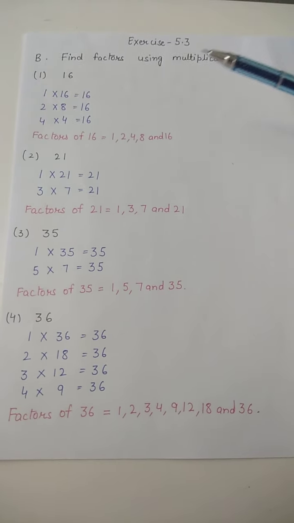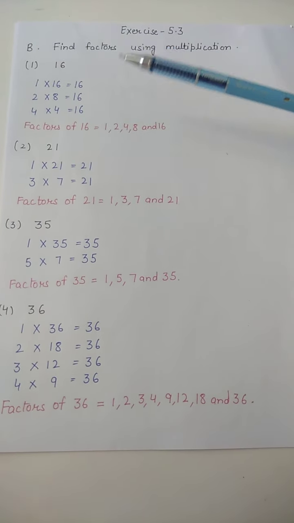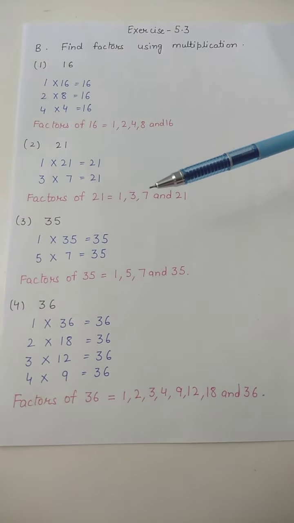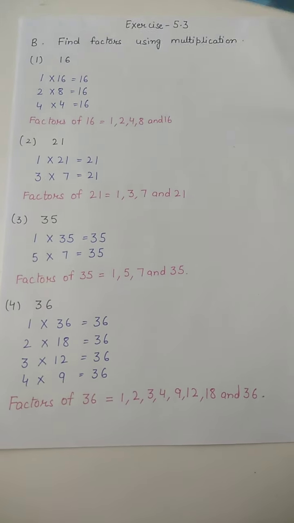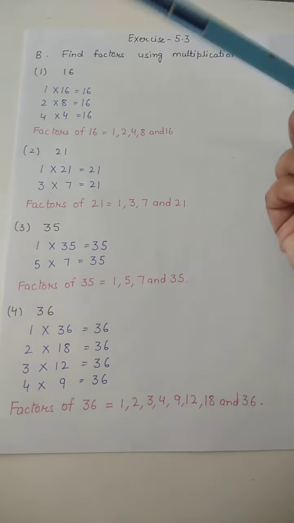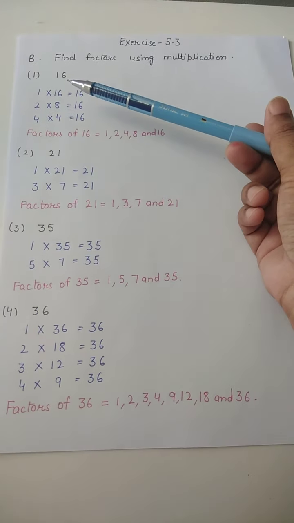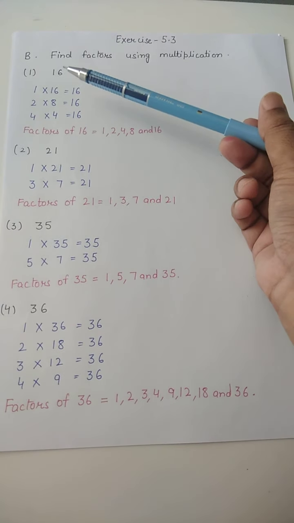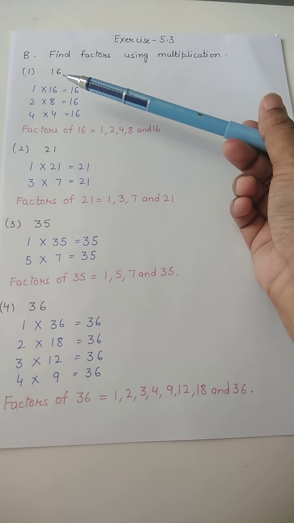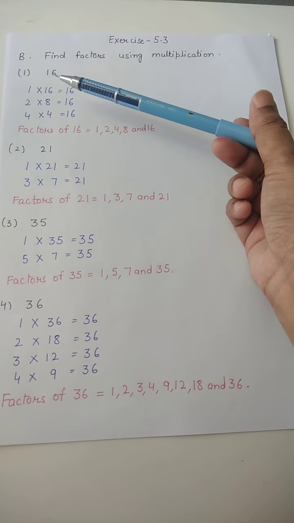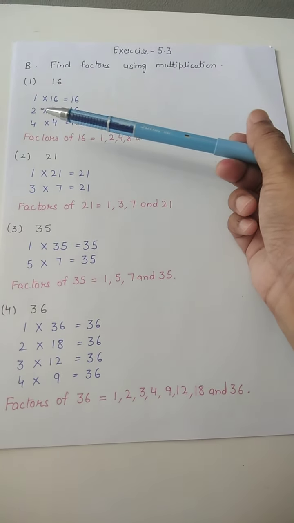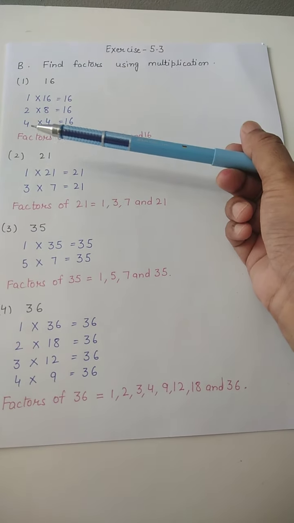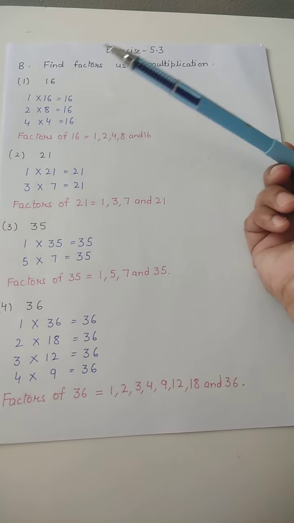Now this is the B question of exercise 5.3, find factors using multiplication. Right, we have to do the multiplication only and then write the factors. So first is 16. Always take 1 and the given number. So 1 multiplied by 16 is equal to 16, because 1 is a factor of 16 and 16 is also a factor of itself, because both numbers can divide 16. Now 2 eights are 16, so 2 multiplied by 8 is equal to 16. Then in the 4 table 16 is coming, so 4 multiplied by 4 is equal to 16.